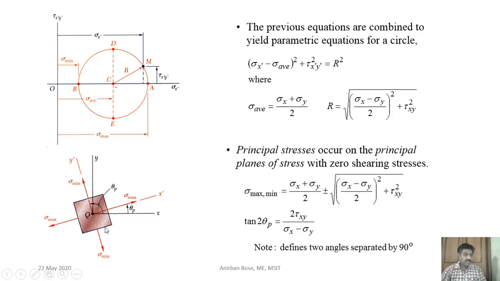And this is theta p, and theta p may have two values. From tan of 2 theta p equal to this, you can find two values of theta p. Those two theta p values correspond to sigma max and sigma min. That means corresponding to the two principal stresses, you will get two theta p values. Clear?